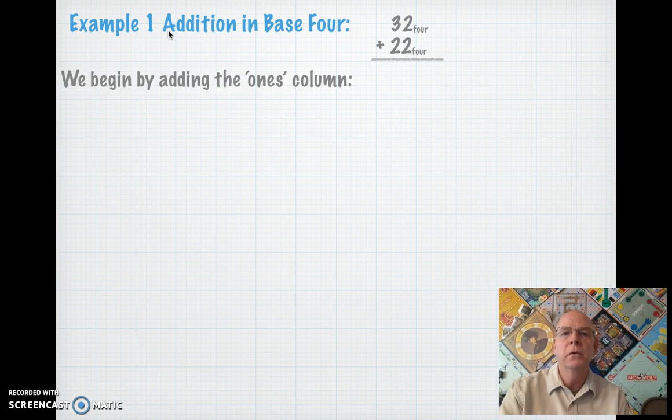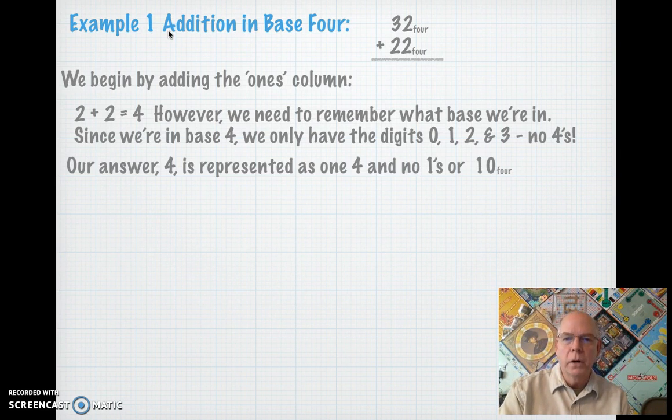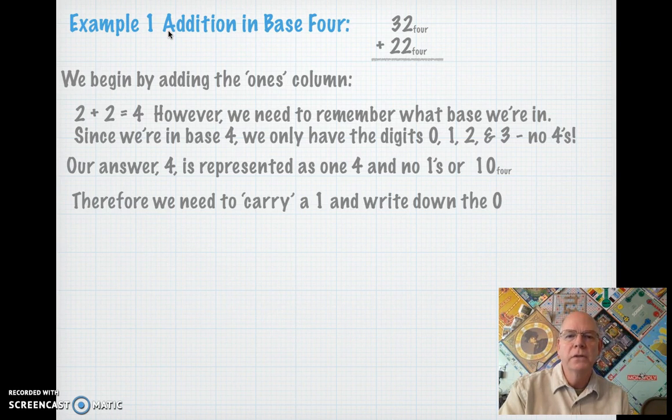And so we're going to begin with adding the ones column. If we add the 2 and the 2 in the ones column, we're going to get 4. However, we need to remember in base 4 we don't have the digit 4. We only have the digits 0, 1, 2, and 3. So we need to rewrite that 4 to be 10. We're going to carry over into the 4's column with a 1 and have 0 ones left over.